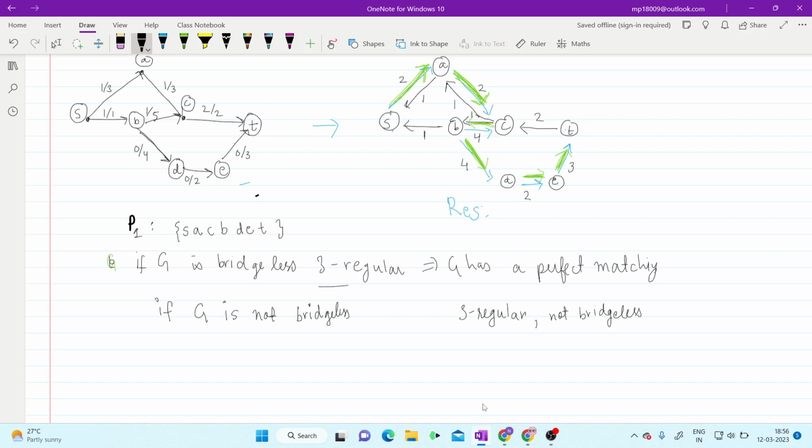This theorem is just saying that if G is bridgeless and 3-regular, then G has a perfect matching. It is not saying that if G is 3-regular and not bridgeless, then G won't have a perfect matching. This is not true. So for this Sylvester graph, we need to apply some other method to conclude that it does not have a perfect matching. Okay, ma'am. Thank you so much, ma'am.